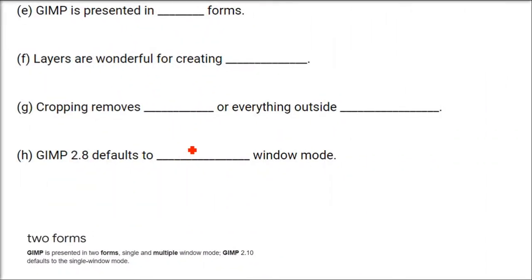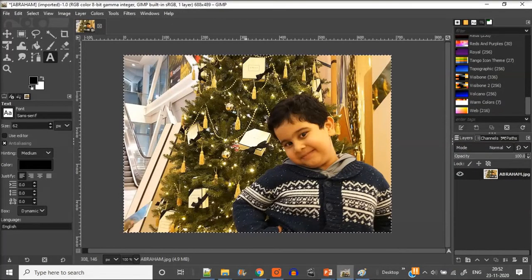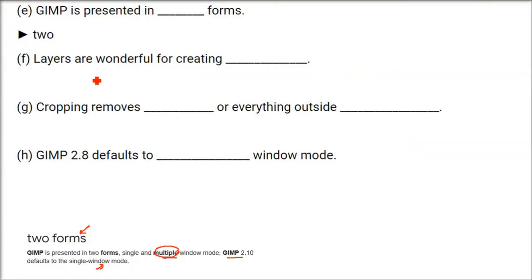GIMP is presented in dash forms. So the answer is 2 forms. GIMP is presented in 2 forms. First is single and second is multiple window mode. So GIMP right now, which we are talking about 2.10, defaults to the single window mode. So if you see here, this is a single window. It has happened, but multiple windows also the possibility is there.